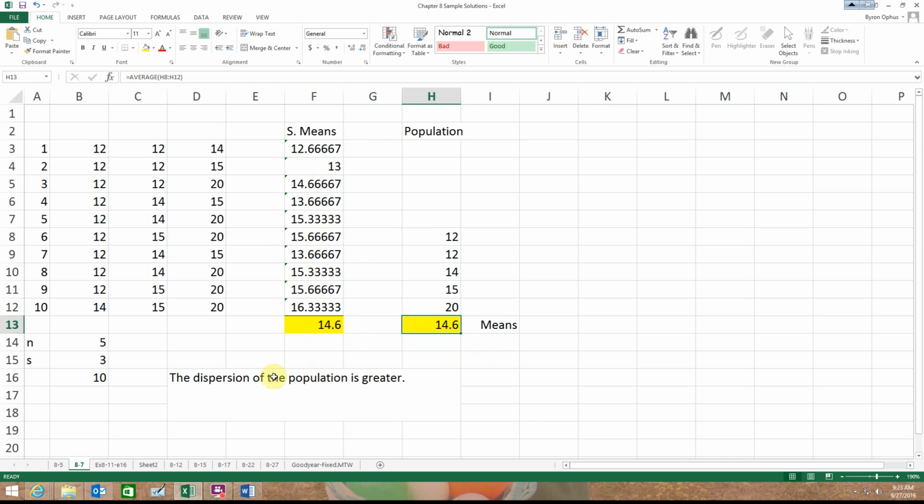Okay, and so the dispersion of the population goes from 12 to 20, again kind of the range. Okay, and here I go from 12.66667, or 12 2/3, as the lowest, and the highest is 16 1/3. So the dispersion is much greater in the population than that of the sample means. And that's all you have to do, and yours is the same.